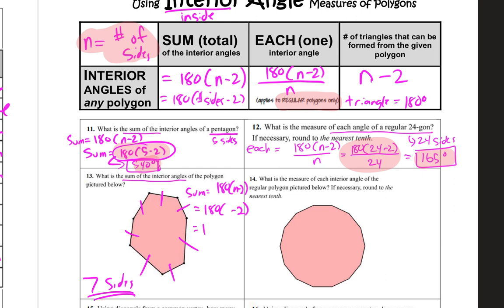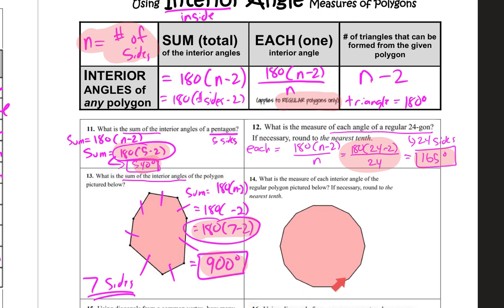So that means it's going to be equal to 180 times 7 minus 2. Okay, so if we put that into our calculator, that will give us the answer of 900 degrees. So that's our final answer, 900 degrees. That's the sum of the interior angles of a 7-sided figure.